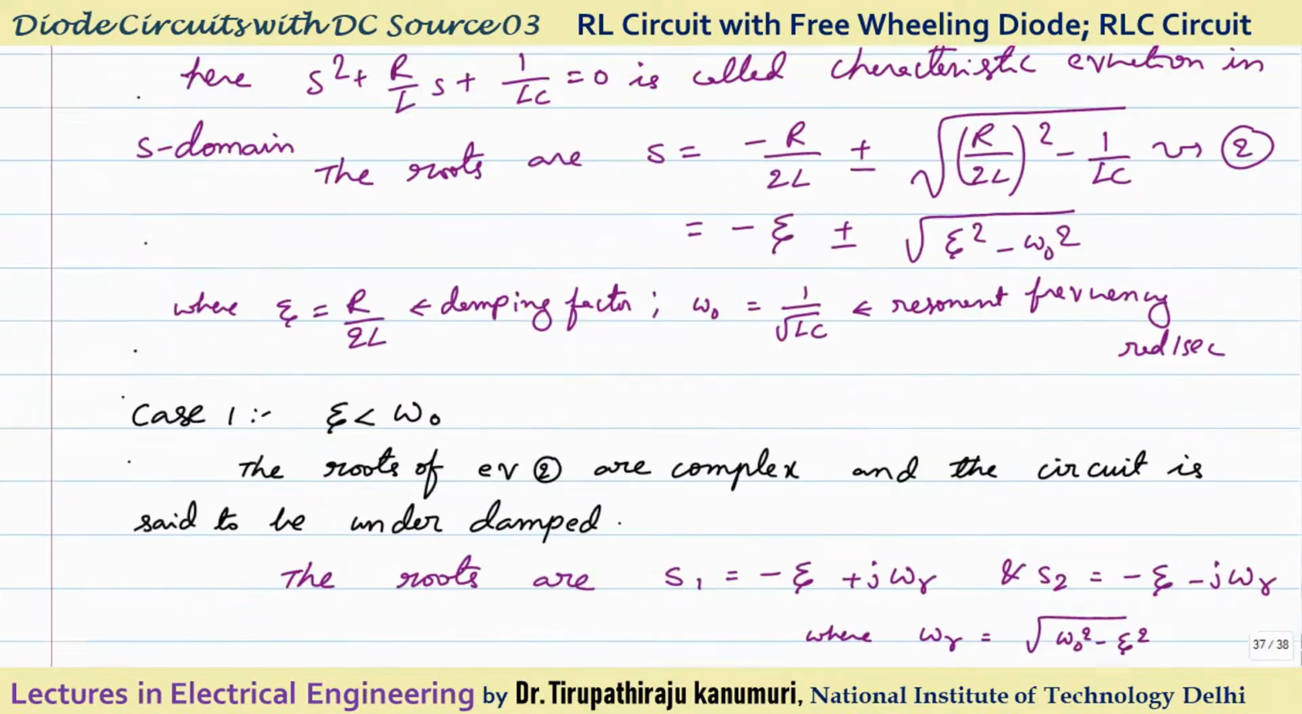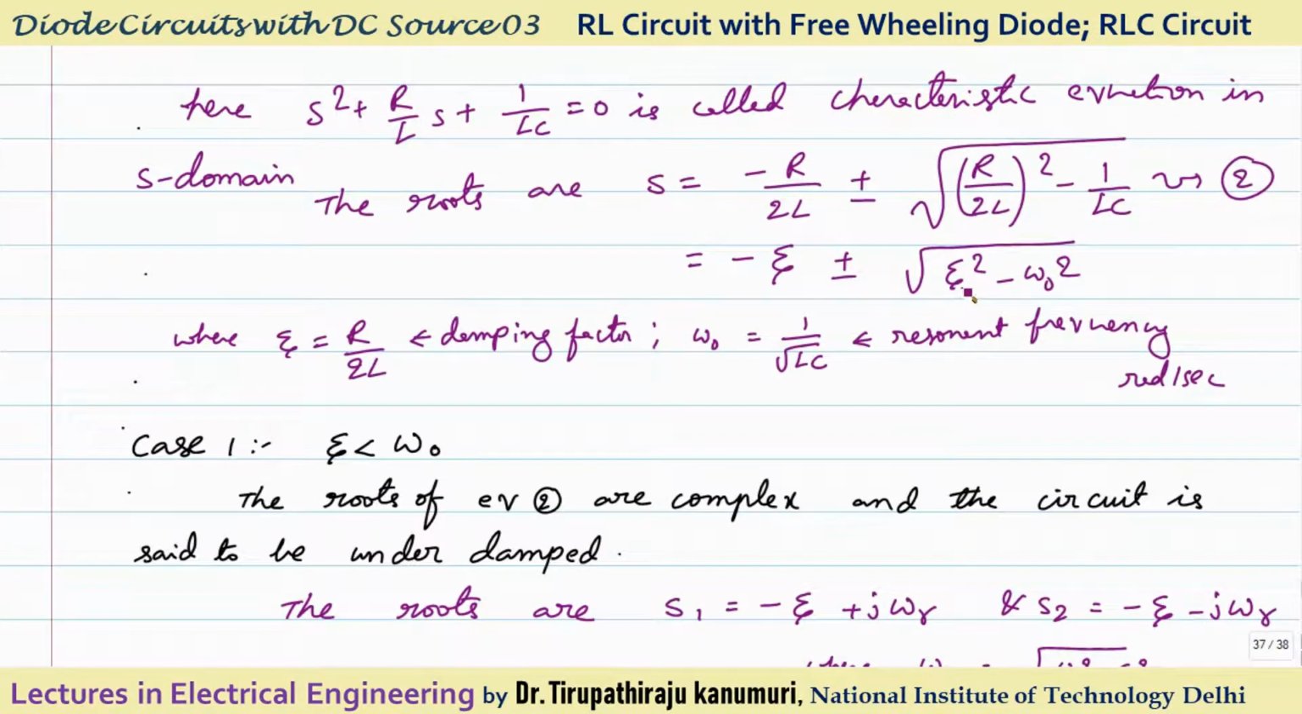Now depending on the magnitude of zeta and omega naught, 3 different cases are possible. If zeta is less than omega naught, this becomes an imaginary value, so one type of root will come. If zeta is greater than omega naught, then this value becomes a real value, so there is no imaginary part, there will be no oscillations. And if the value of zeta is equal to omega naught, this will cancel out and only this term will be there. That is another condition. That means depending on the value of zeta and omega naught, 3 different cases are possible.